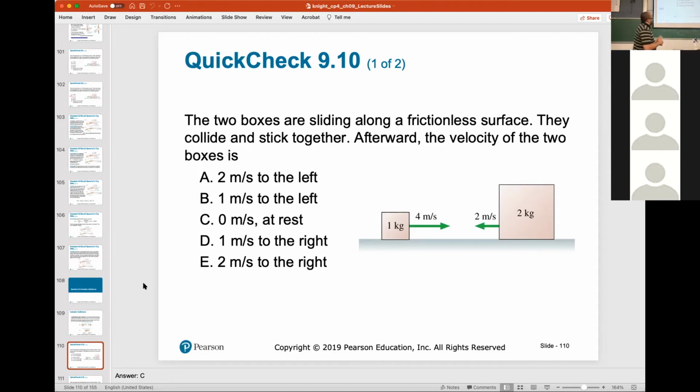So I heard two people say 0, right? Because they have equal and opposite momentum. So when they collide, they have to stop with each other. Okay. And this is also something to think about next time you're texting on your cell phone.